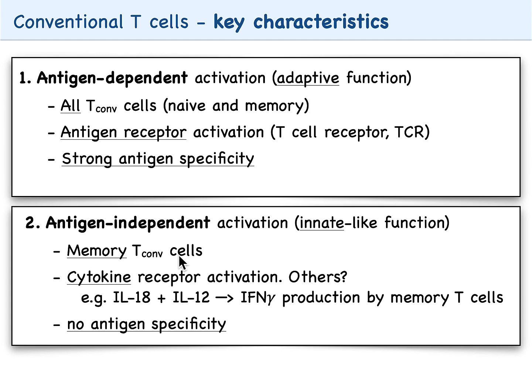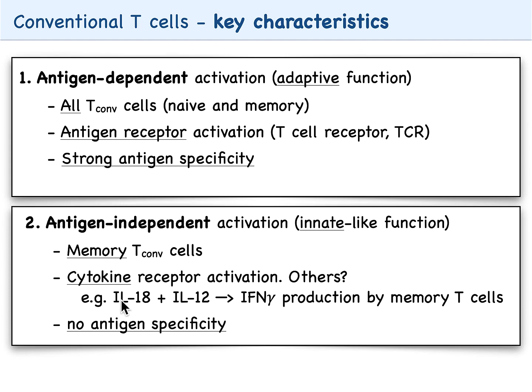So naive T cells, as far as we know, cannot be activated in a substantial manner via antigen-independent mechanisms. In this case, it's not the antigen receptor that gets activated, it's not the T cell receptor, otherwise it would be an antigen-dependent activation. It is via cytokine activation. There may be other mechanisms as well that we do not know, and I'm sure that there will be something coming up here. But nowadays, we know that it is cytokines that activate them.